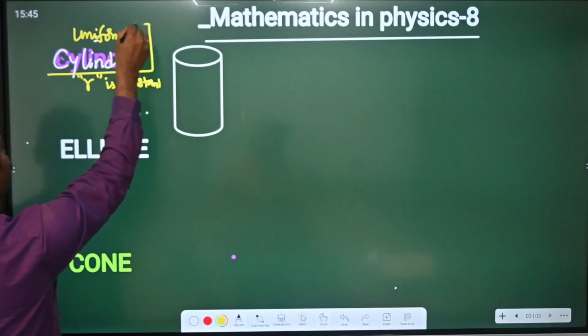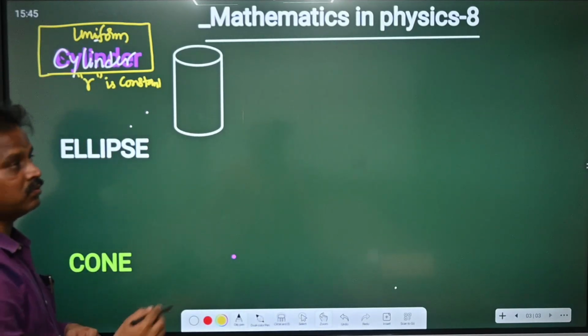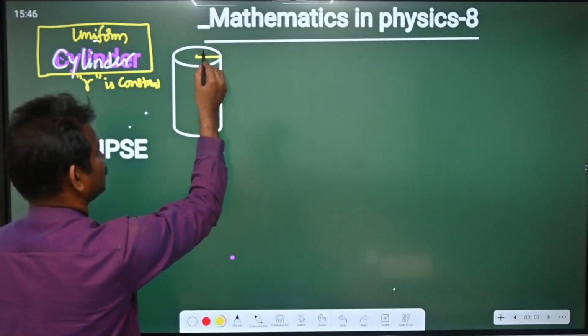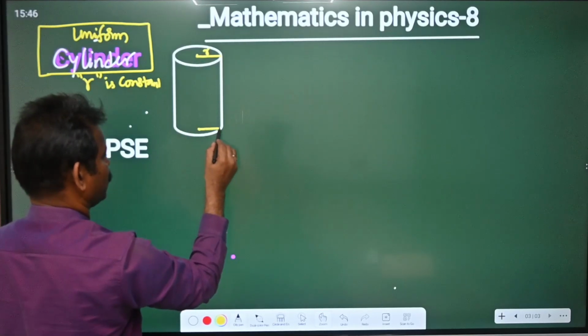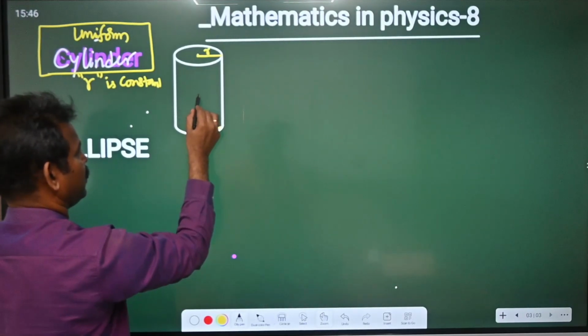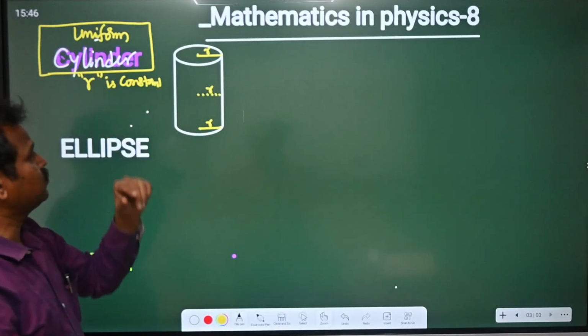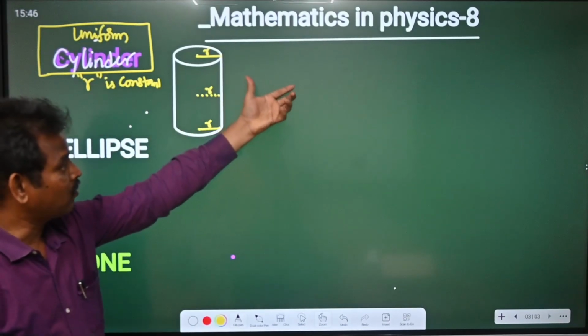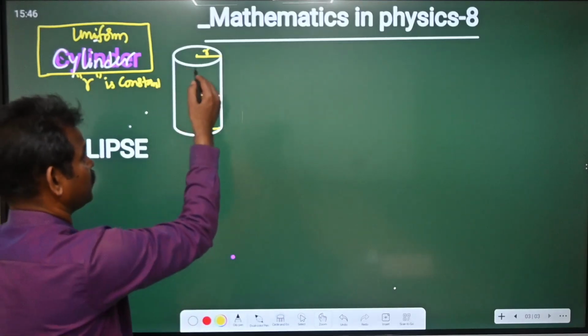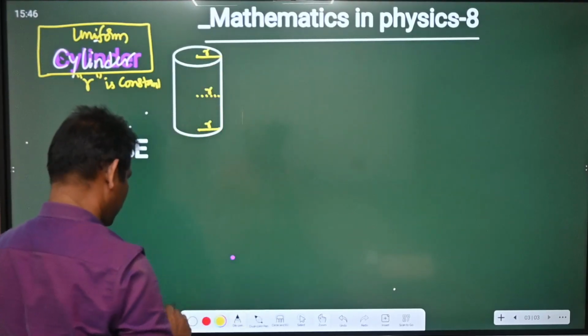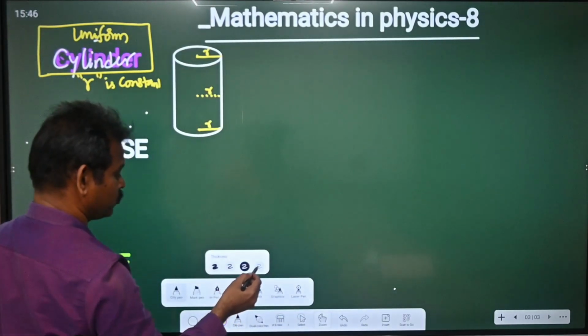So here we are giving formulas for a uniform cylinder. Here the radius is R, and at the bottom also the radius is R. Anywhere the radius remains R, it is called a uniform cylinder. So now I am writing formulas for the uniform cylinder. The first one: what is the area of this cylindrical portion?